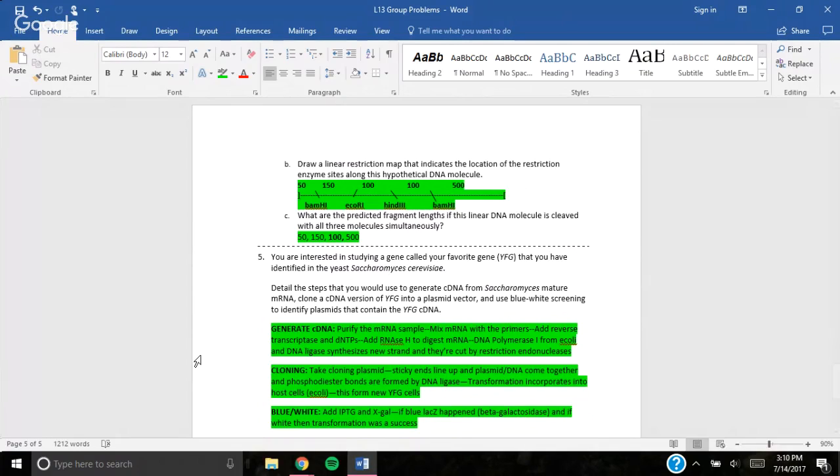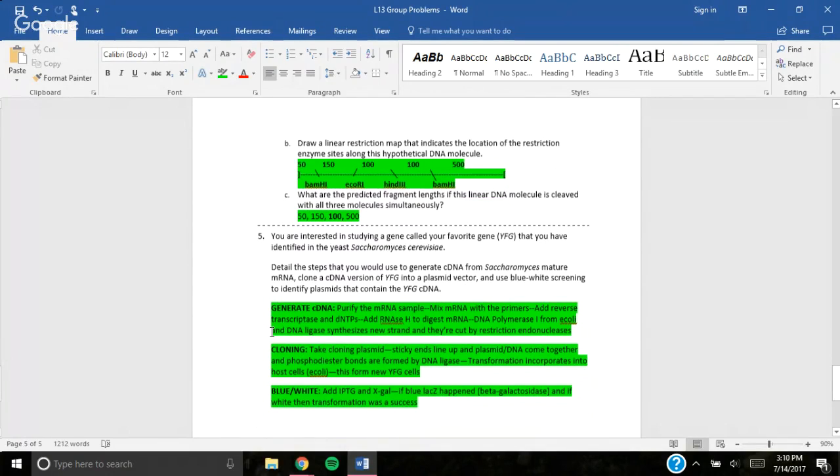So what are the predicted fragment lengths for this linear DNA molecule if it's cleaved with all 3 enzymes simultaneously? So we get 50, 150, 100, and 500, and the 100 is bolded here because it would be a thicker band because there are 2 of them, and that is why we bolded that there. Tanya and Keegan, do you have anything to add for that one? No, that sounds good. Tatiana. Okay, and so I have 5.